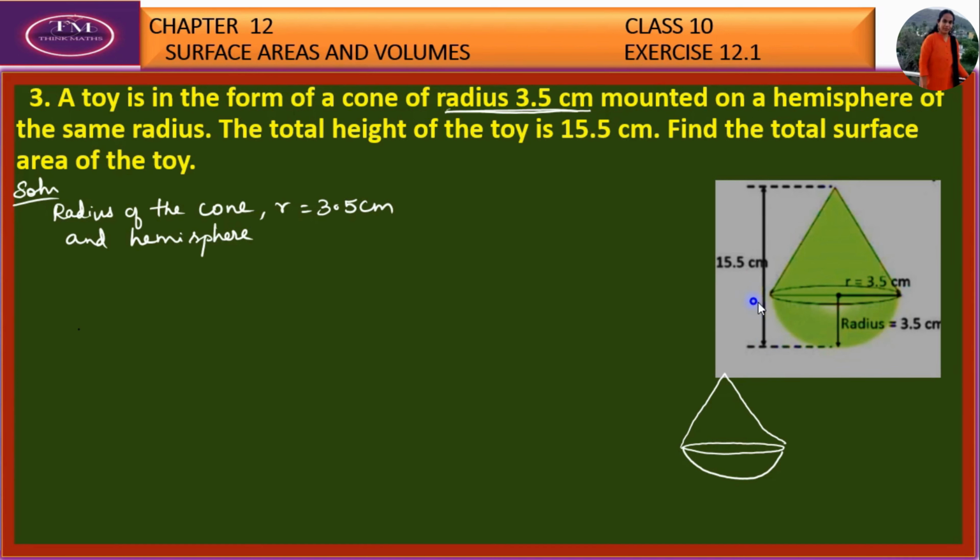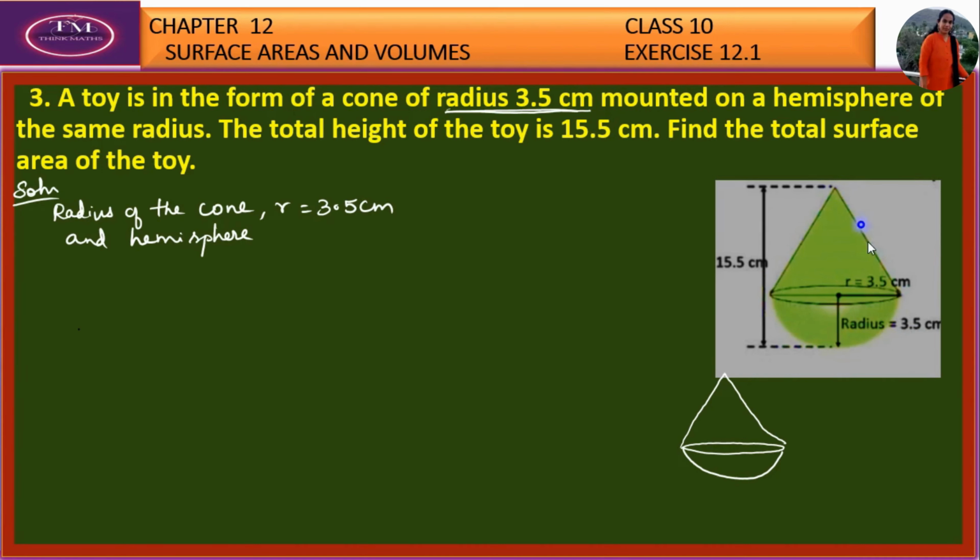As discussed in the previous problem, the height of the hemisphere will be nothing but the radius of the hemisphere. So the radius of the hemisphere is 3.5 centimeter. Both the cone and the hemisphere have the same radius, so r will be the same for both. So this r will be the height of the hemisphere. So the height of the hemisphere is 3.5.